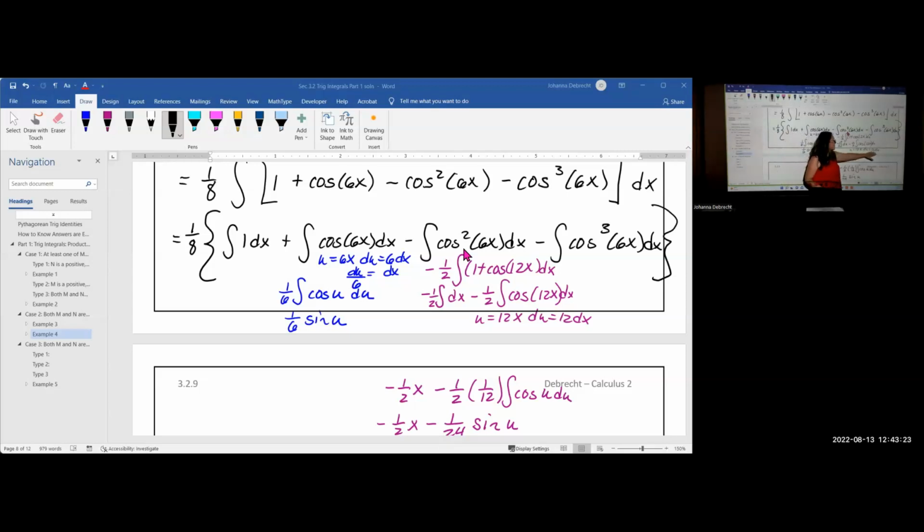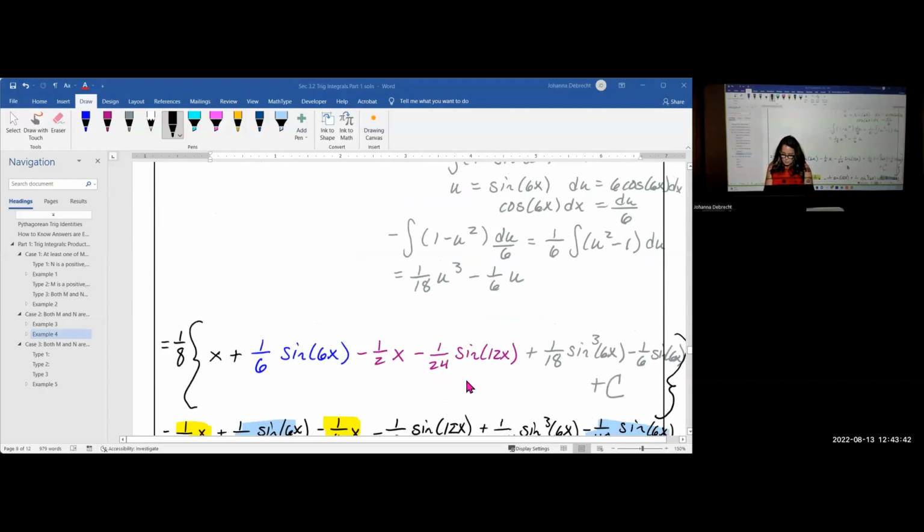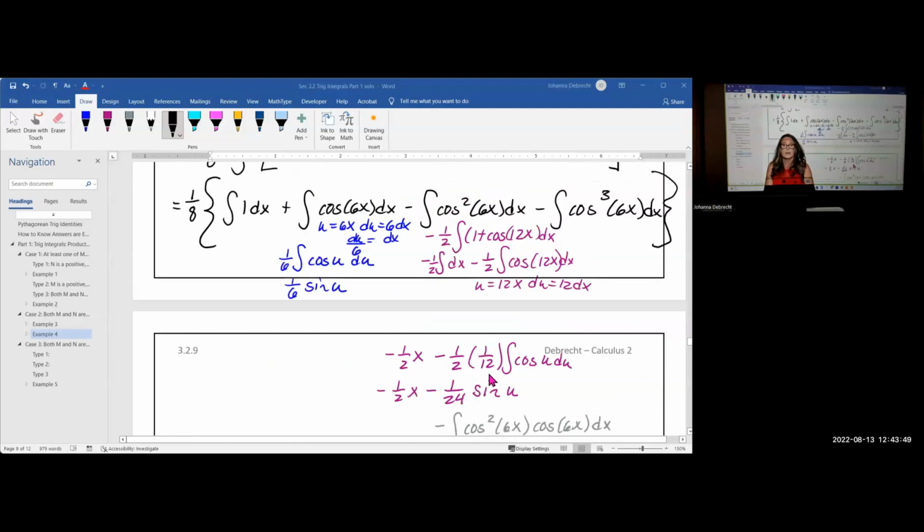So u is 12x, du is 12 dx, dx is du over 12. So you get another 1/12 here, cosine of u du. When you integrate, you get minus 1/24 the sine of u. U coming backwards was 12x. And so that gives us a minus 1/2 x minus 1/24 the sine of 12x in this sort of pink magenta color. The fourth one is a little bit more complicated. Not that the previous weren't complicated.